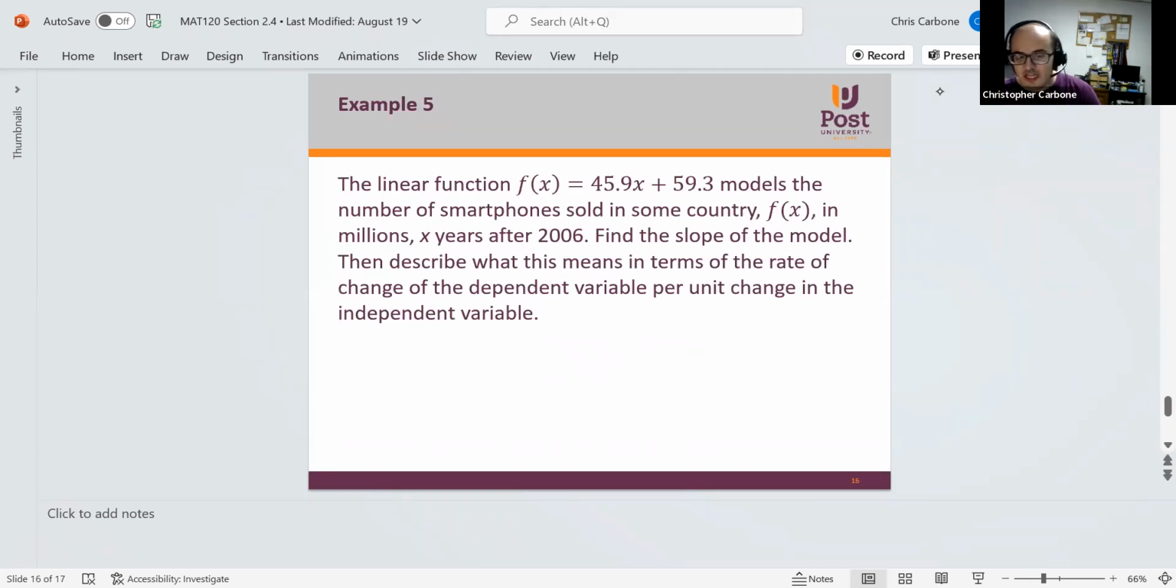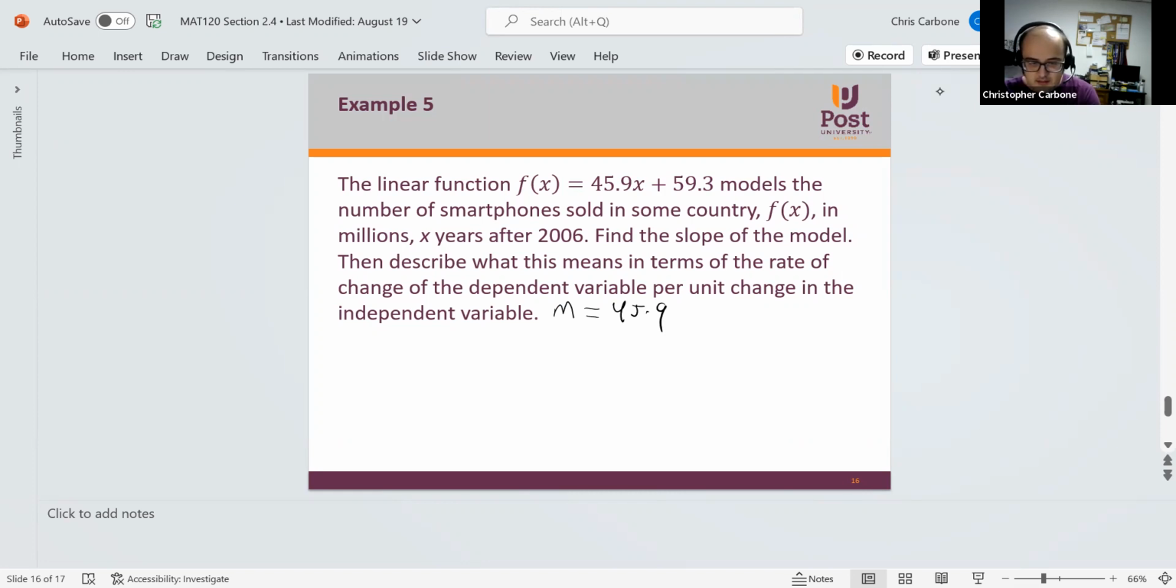The linear function f of x is equal to 45.9 times x plus 59.3 models the number of smartphones sold in some country, f of x, in millions, x years after 2006. We want the slope of this model and to describe what this means in terms of the rate of change of the dependent variable per unit change in the independent variable. Our slope was 45.9.